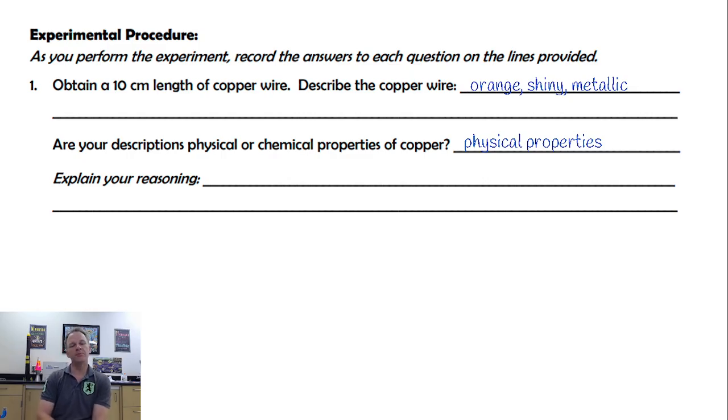But can you explain your reasoning? Can you tell me why it's a physical property? Can you prove to me that it's a physical property? Can you convince someone else that it's a physical property? A lot of times we know the right answer, but we have a hard time explaining why that's the right answer.